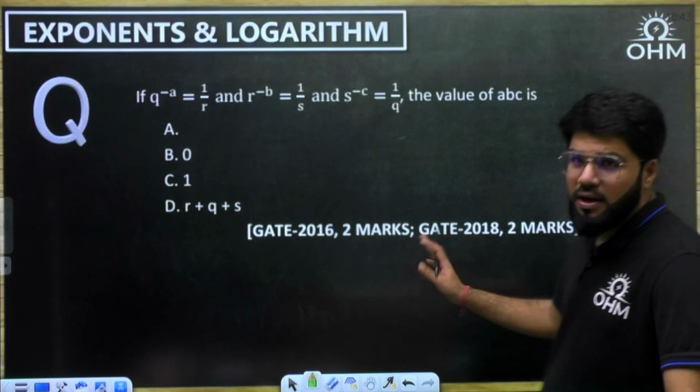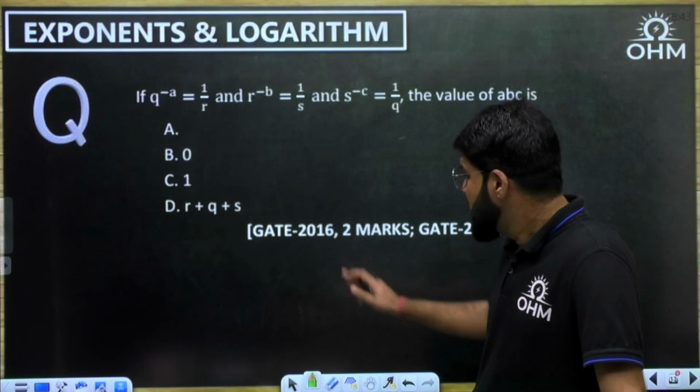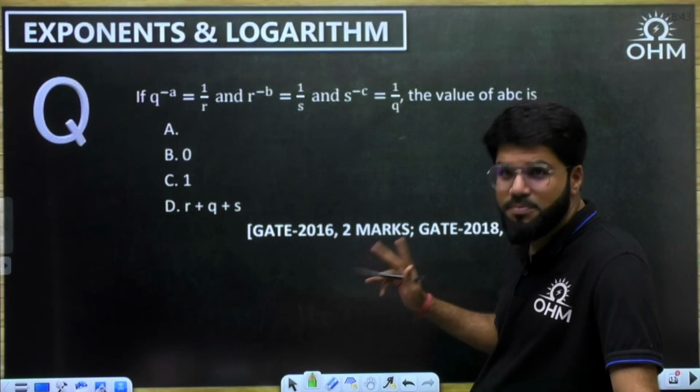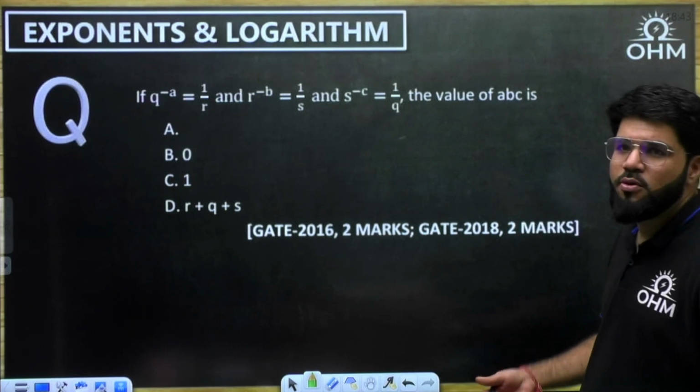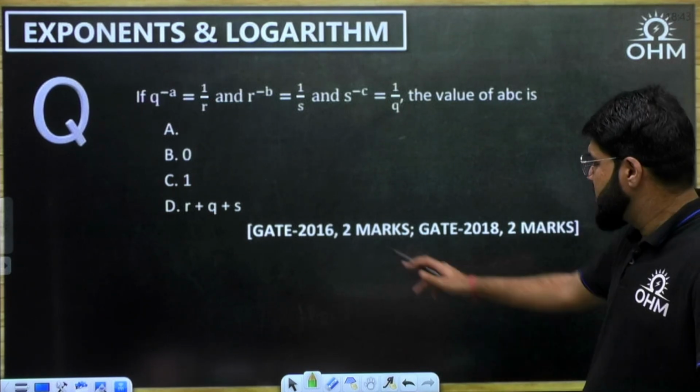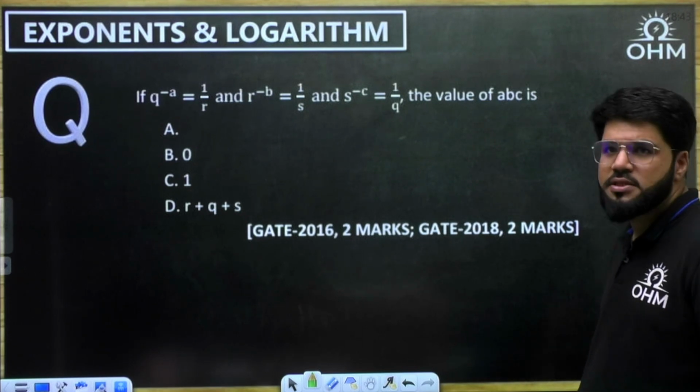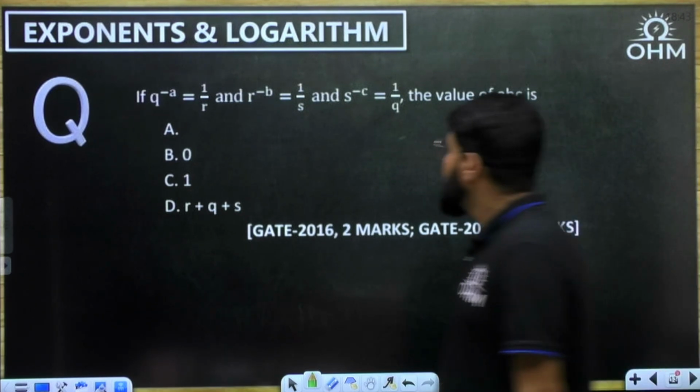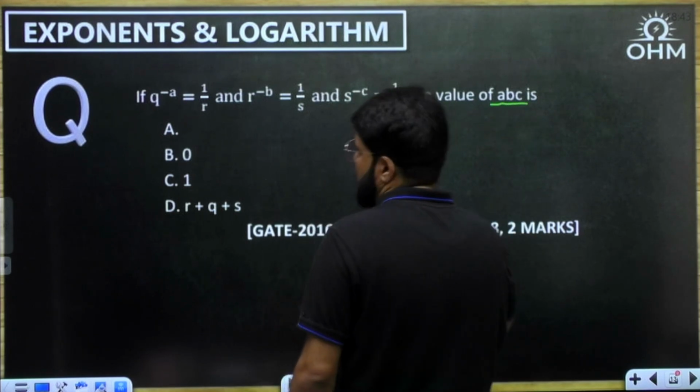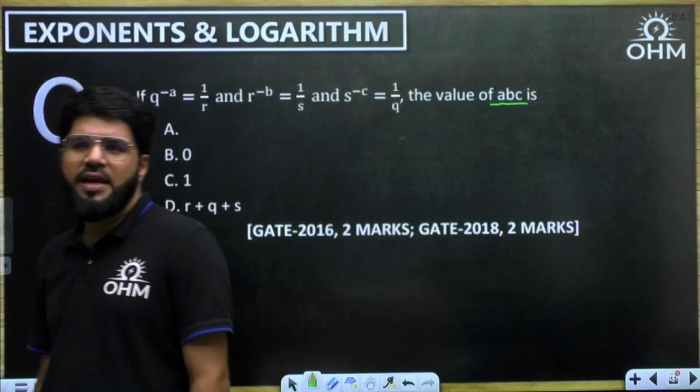I've taken some GATE questions also to be discussed. This has been asked in GATE different branches, twice. Anyways, aptitude you should always practice for all branches. So GATE 16 2 marks and GATE 18 2 marks. So what is the value of a, b, c?